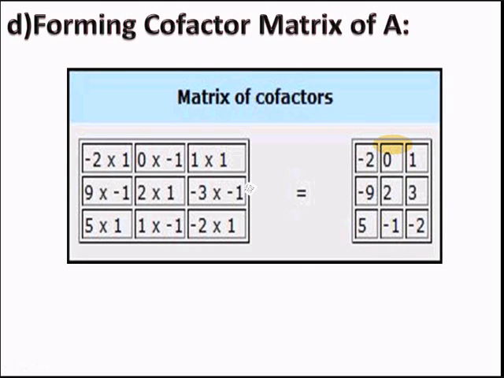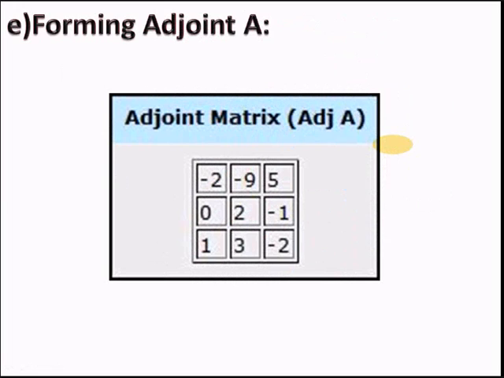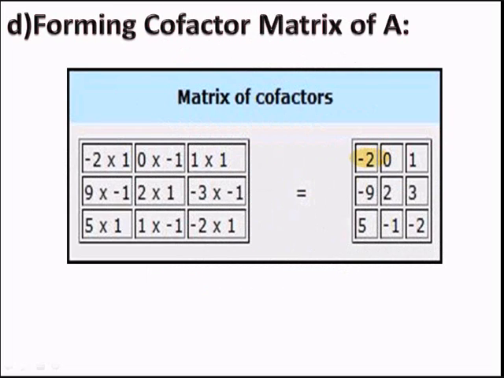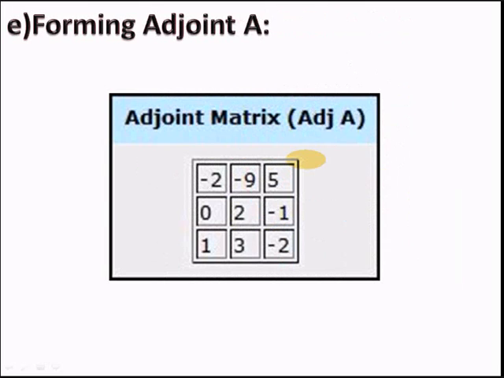The next step is to form the adjoint. Adjoint is important, so we have to form the adjoint. This is calculated from the transpose of the cofactors. These are the cofactor values and we have to transpose this: first row into first column, second row into second column, third row into third column, and we have got this adjoint. This is how we form the adjoint matrix.